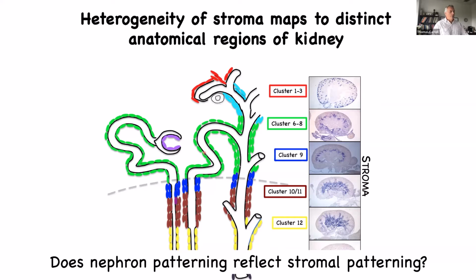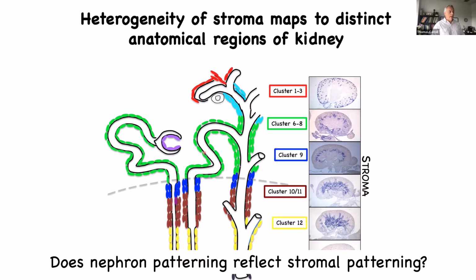So one of the things that one might think is that the nephron patterning might reflect the stromal patterning. So is the stroma actually directing the maturation of the different segments of the kidney tubule? And somebody may ask, what about the opposite? Maybe the nephron patterning is actually patterning the stroma.